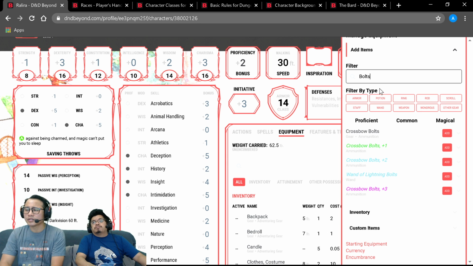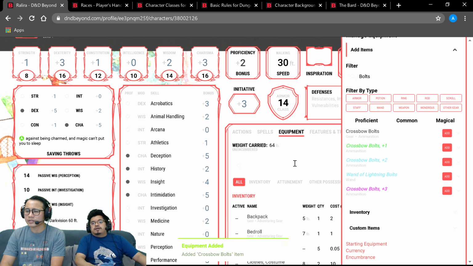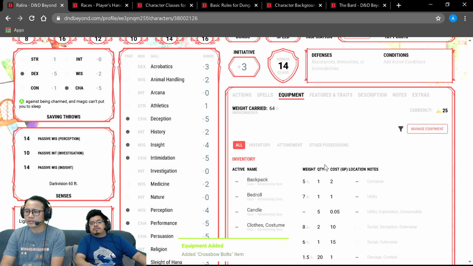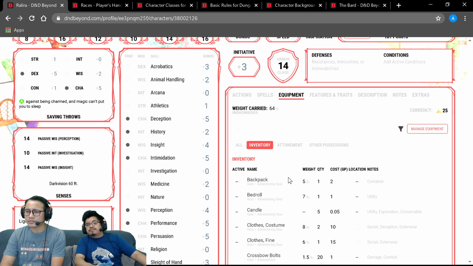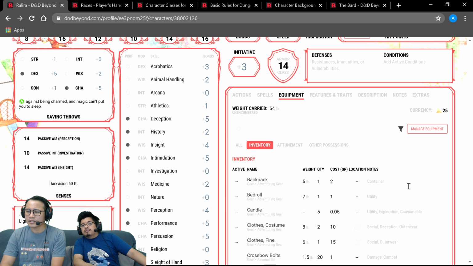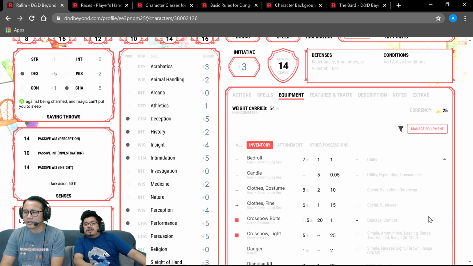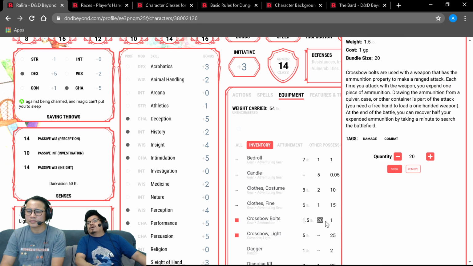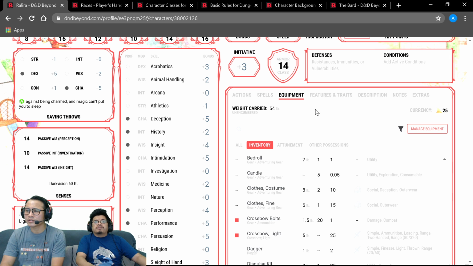You just type in bolts in the filter, and you click on add, and then automatically under inventory... Oh, it has to be somewhere, because it's still not there. Oh, there, yeah, I see. It's under ammo. Crossbow bolts, and now I have 20. So I could actually hit down on the negative when I actually use them.